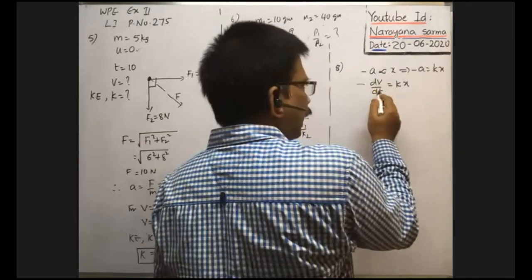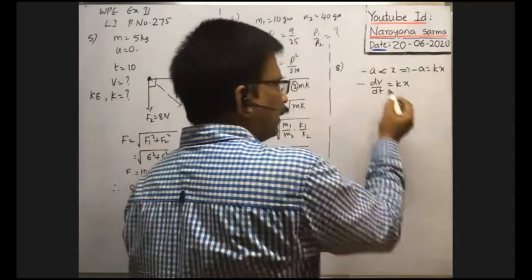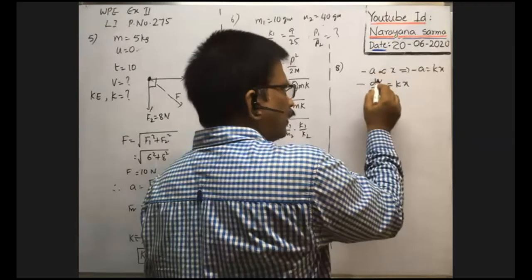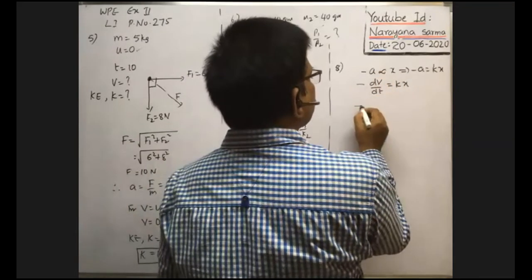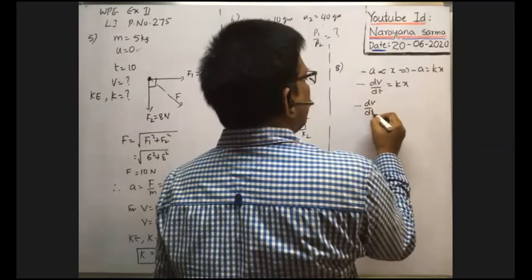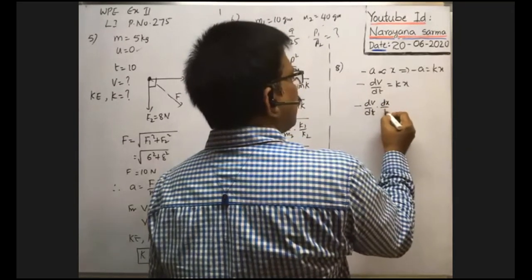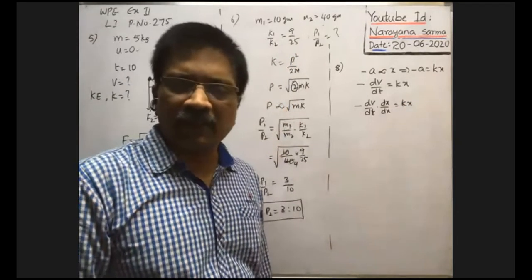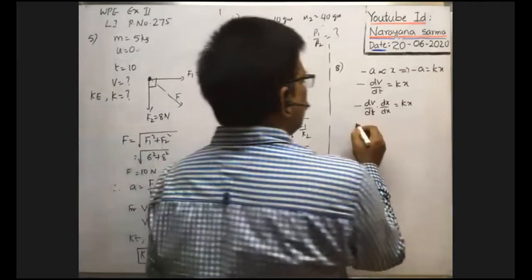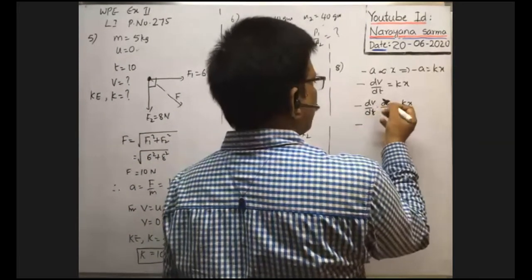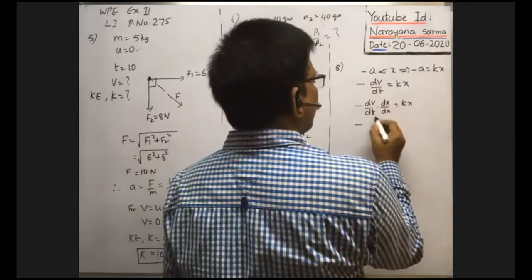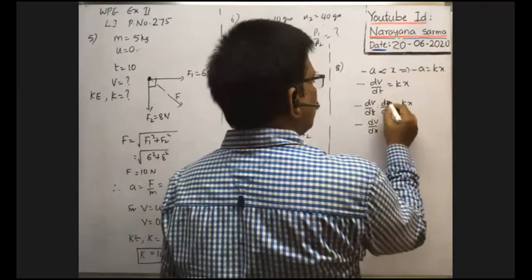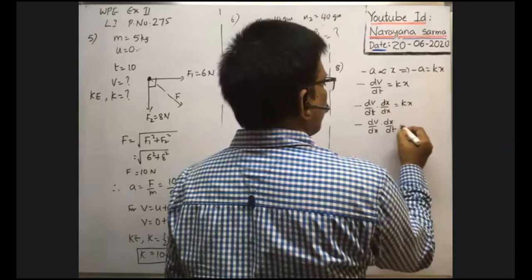But the time term is not there, and in the options they asked the relation between kinetic energy and displacement. To find the kinetic energy, we need the velocity. So we have to obtain the relation between velocity and displacement. That's why for dv by dt, you multiply with dx and divide with dx. It makes no difference. Now dv by dx into dx by dt is equal to kx.